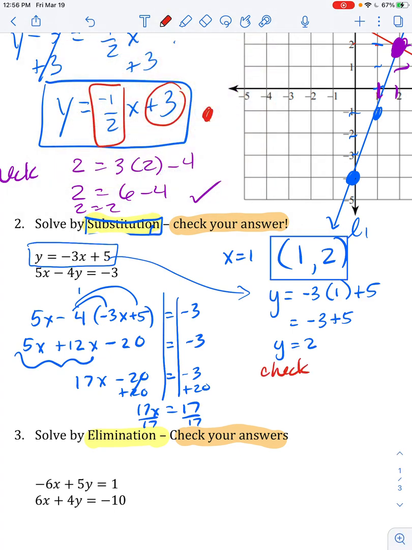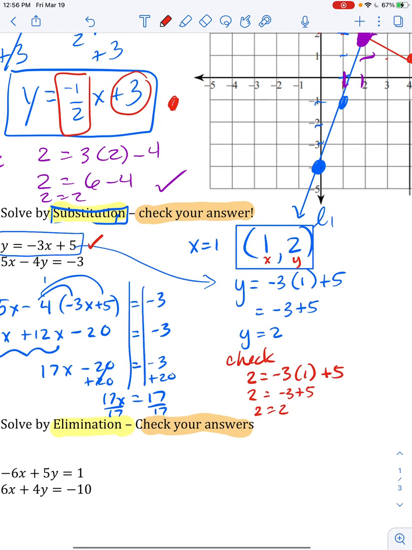So I go back to my original problems. I put a 2 in for y. I'm working on the first problem, and I put a 1 in for x. So then 2 equals -3 plus 5. So 2 equals 2, and it checks in the first equation.